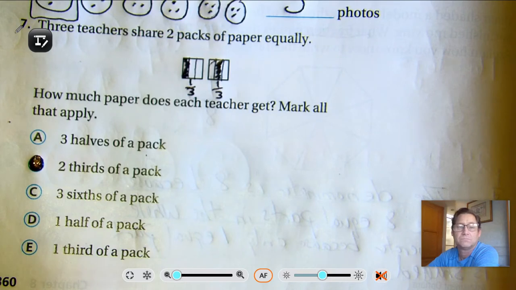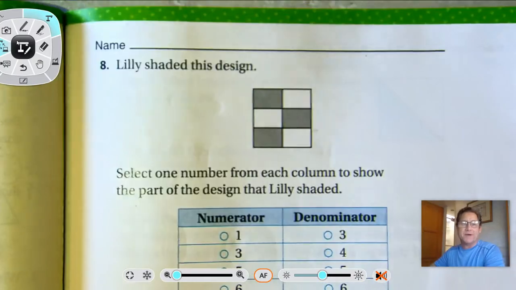No. Would they get 1/3 of the pack? No. All right, number 8.